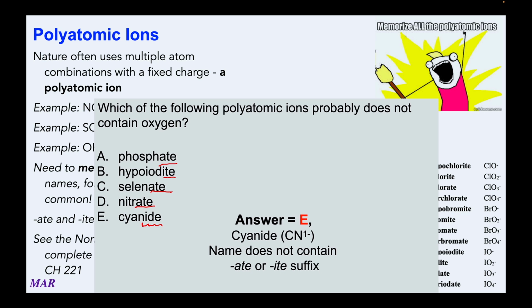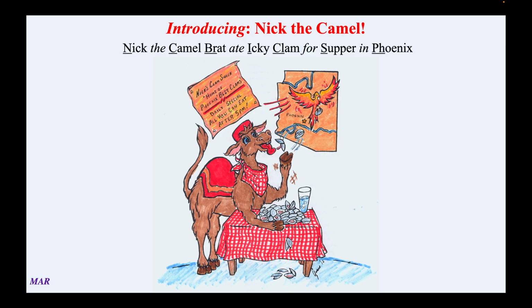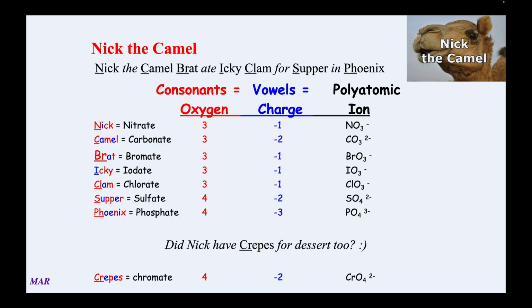But again, just kind of start going through them, figure out how this works, and you'll be good to go. You can also learn about my friend Nick the Camel. Nick the Camel Brat ate icky clam for supper in Phoenix. And you're like, what the heck is this all about? Believe it or not, this is a way to help you learn not only the polyatomics, but it can actually help with the acids too. So Nick the Camel Brat ate icky clam supper in Phoenix. Nick has nitrogen, so that's the first letter of the polyatomic ion, and everything else is going to be oxygen.